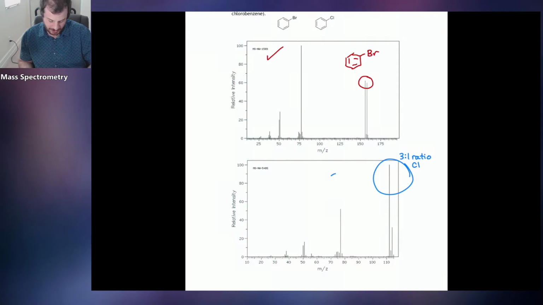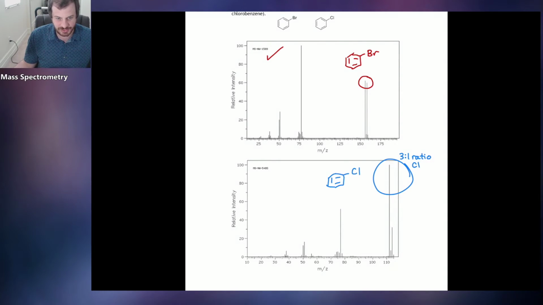So the second compound is going to be our chlorobenzene. Okay. Easy. You can tell about nitrogen just by looking at whether your parent ion is even or odd. And you can tell bromine and chlorine just by looking for either the doubling pattern, a 1-to-1 ratio, or the doubling pattern with a 3-to-1 ratio. Okay, now that's all well and easy.